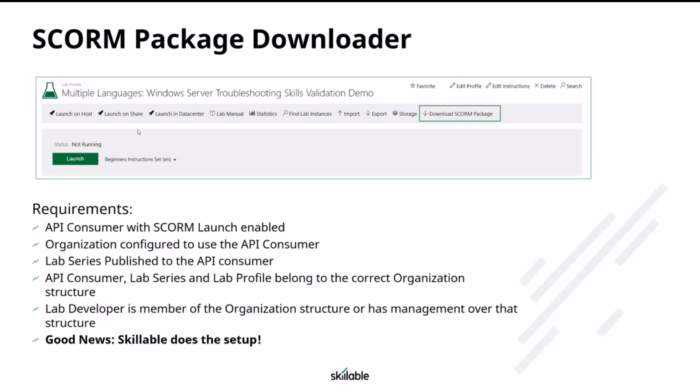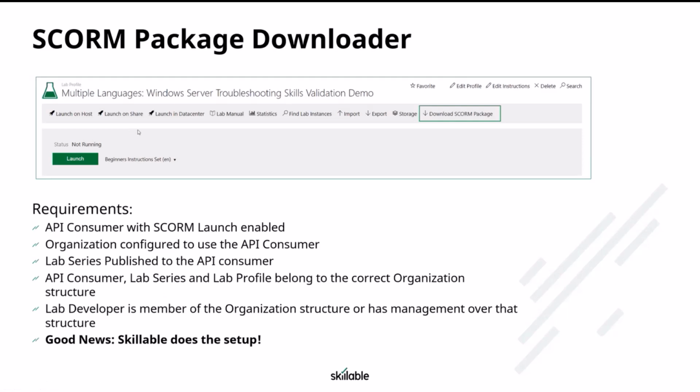Okay, so there is some configuration that needs to be done to actually get these up and running. We need an API consumer configured that's got SCORM launch enabled. We need to make sure that API consumer is connected to your organization. We need to make sure that the lab series is published to this API consumer as well. So there's a few steps. All of that work, except for one thing, okay, Skillable does for customers that want to take advantage of this feature. The only thing you would need to do as a customer from a configuration point of view is just actually add the lab series to the API consumer.